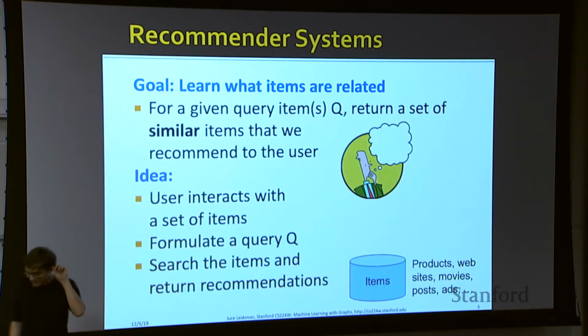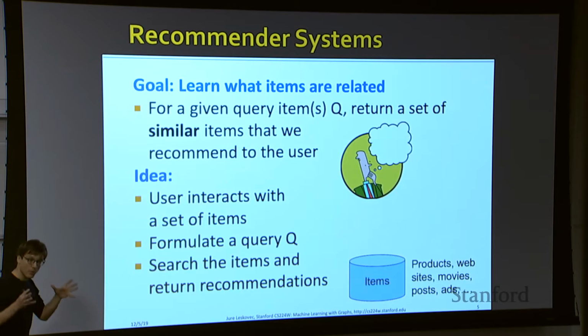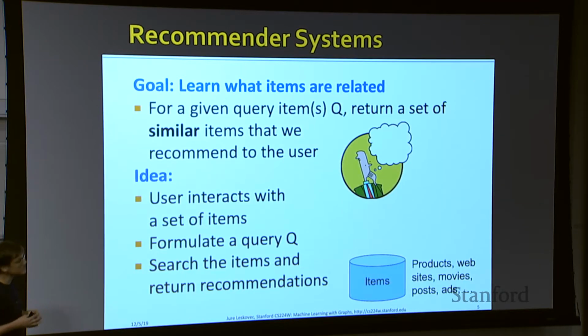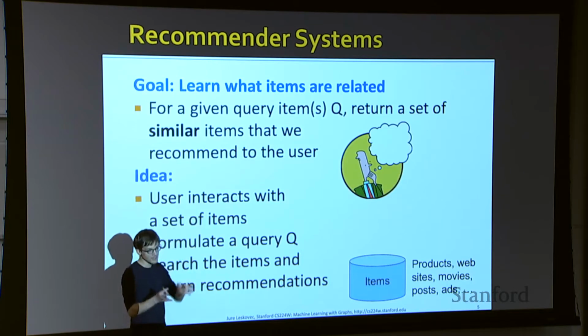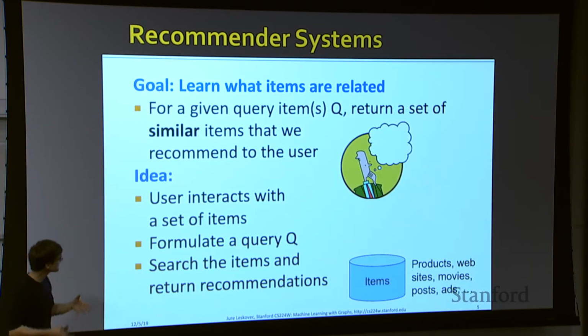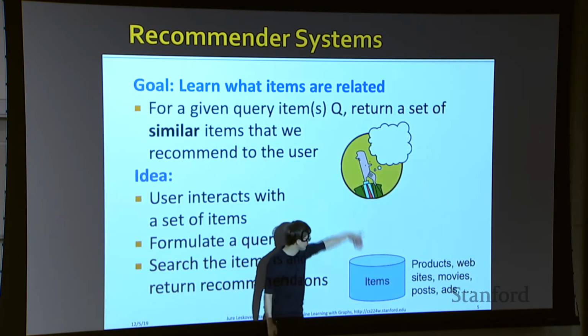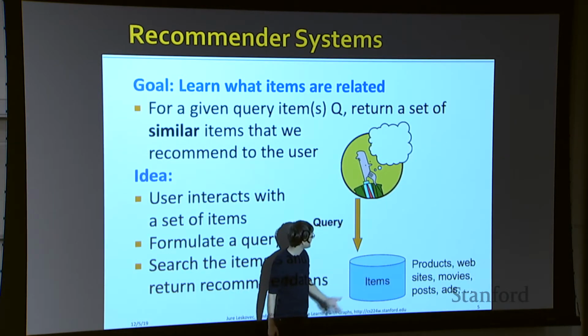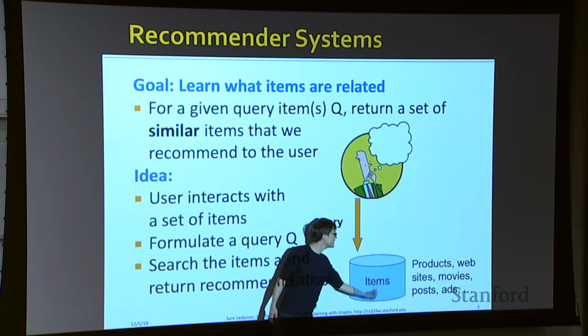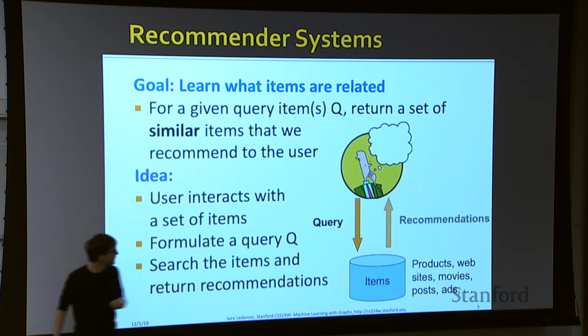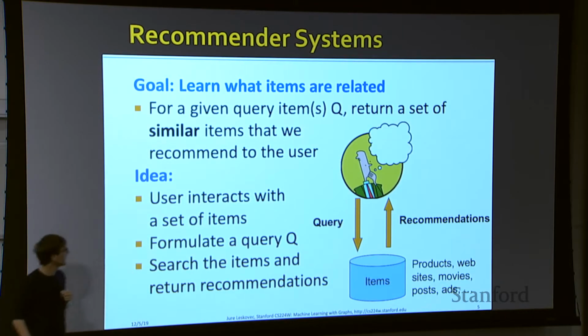In particular, the way we think of this is that the core operation in building a recommender system is to learn or figure out what items are related. So, for example, based on the user's prior behavior, you identify a set of query items, and using this set of query items, you can then go and query your database of items, which could be products, websites, movies, posts, things like that, and then return a set of recommendations for that user.